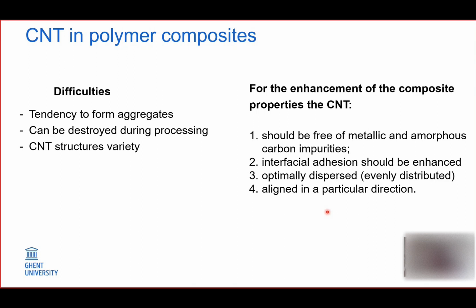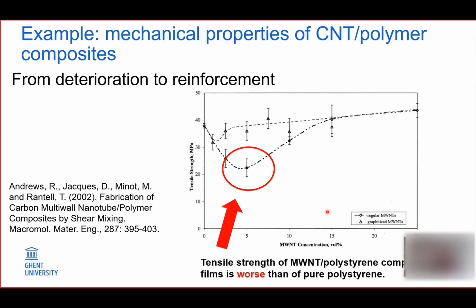So carbon nanotubes should be free of metallic and amorphous carbon impurities, and in that manner they are of high quality, which is beneficial for the composite. We can enhance interfacial adhesion by chemical treatment or plasma treatment, for example. So we need to ensure optimal dispersion. And in some cases, we would like to get an aligned distribution of the carbon nanotubes.